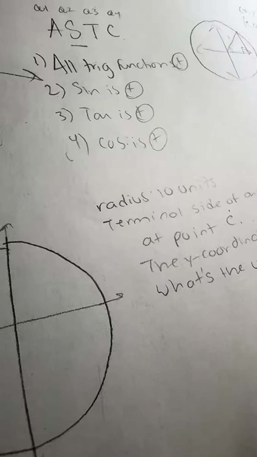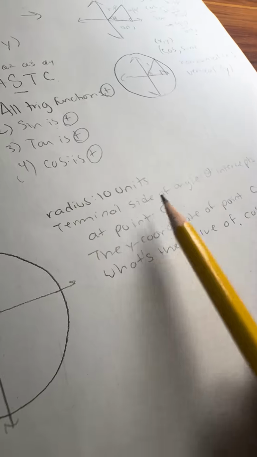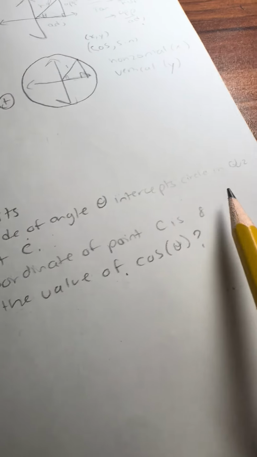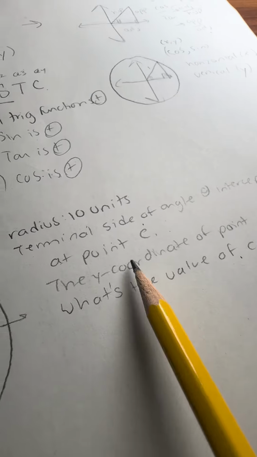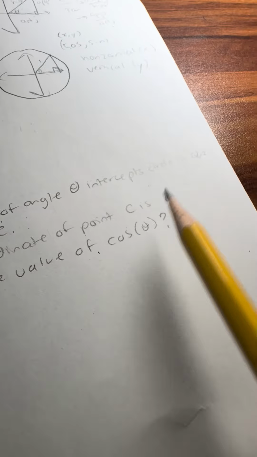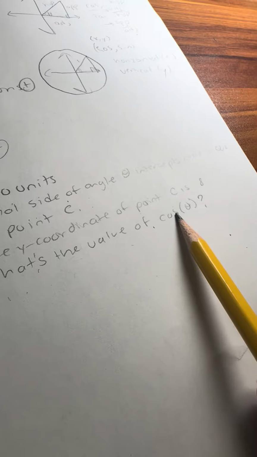Here's the information that we're given. We have a circle with a radius of 10. We have a terminal side of angle theta that intercepts the circle in quadrant 2 at point C. The y coordinate of point C is 8, and it's asking us to find the value of cos of theta.